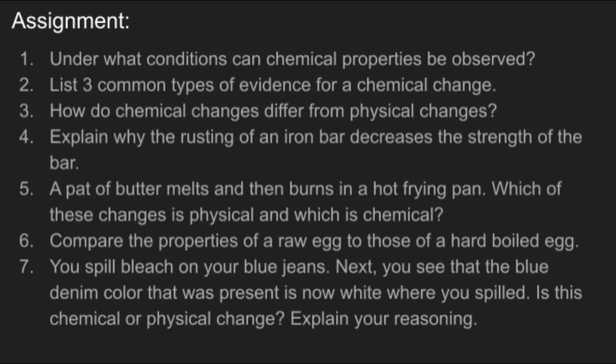For the 2.3 assessment, you have questions in the text, and that would be on page 58. We are not including number 8 in this version. So 1 through 7 on this slide would be the same as what is in your textbook. Under what conditions can chemical properties be observed? List 3 common types of evidence for chemical change. How do chemical changes differ from physical changes? Explain why the rusting of an iron bar decreases the strength of the bar.